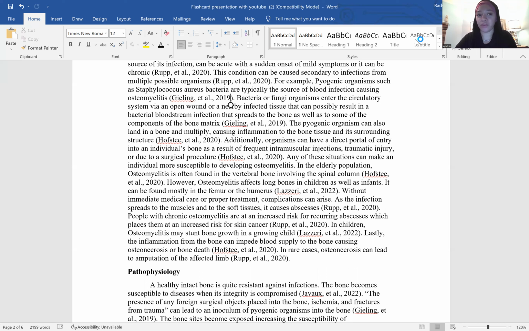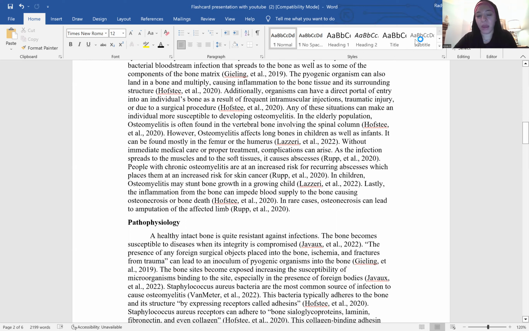and its surrounding structures. Additionally, organisms can have a direct portal of entry into an individual's bone as a result of frequent intramuscular injections, traumatic injury, or due to a surgical procedure. Any of these situations can make an individual more susceptible to developing osteomyelitis.